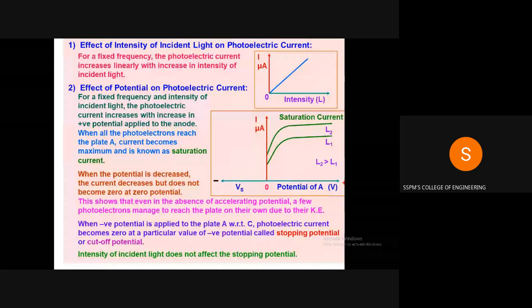When negative potential is applied to the plate A with respect to C, photoelectric current becomes 0 at a particular value of negative potential, which is called stopping potential or cut-off potential.